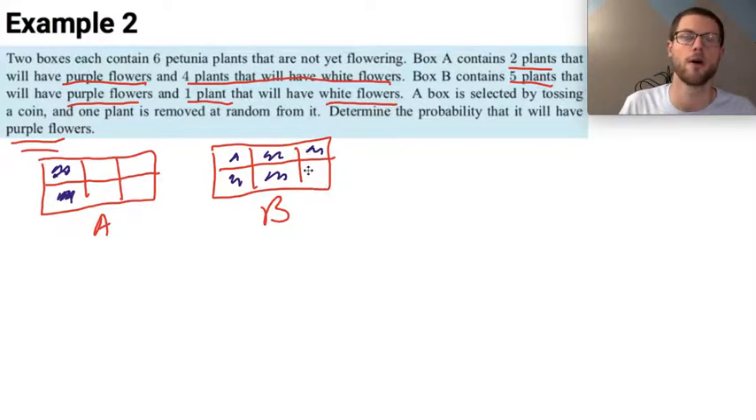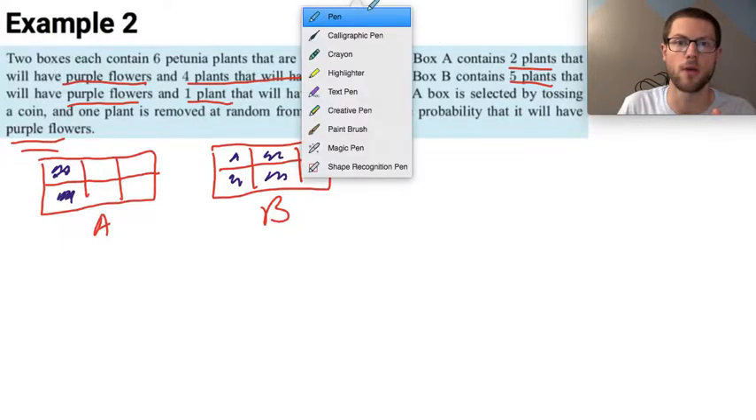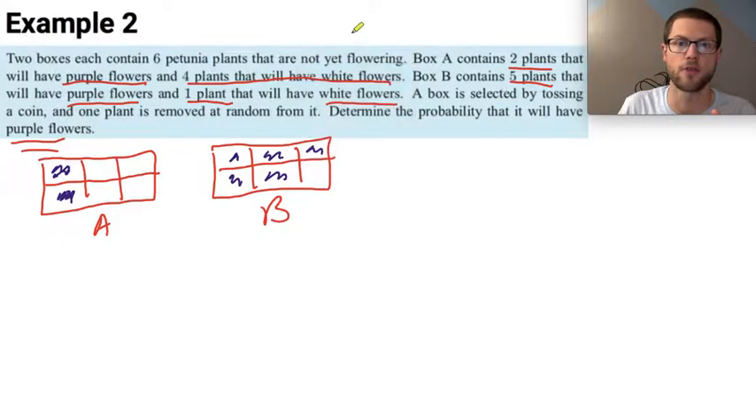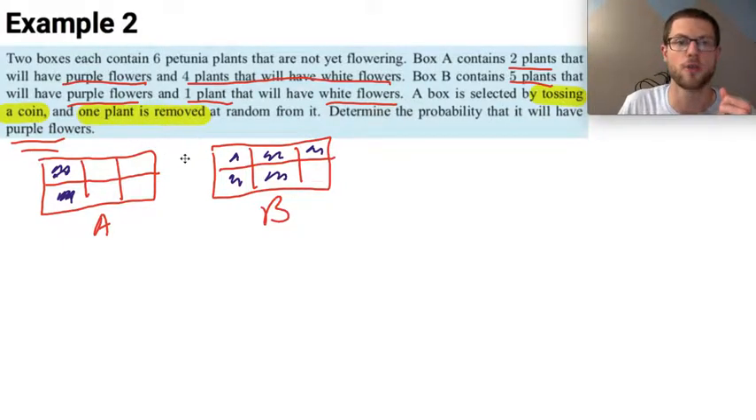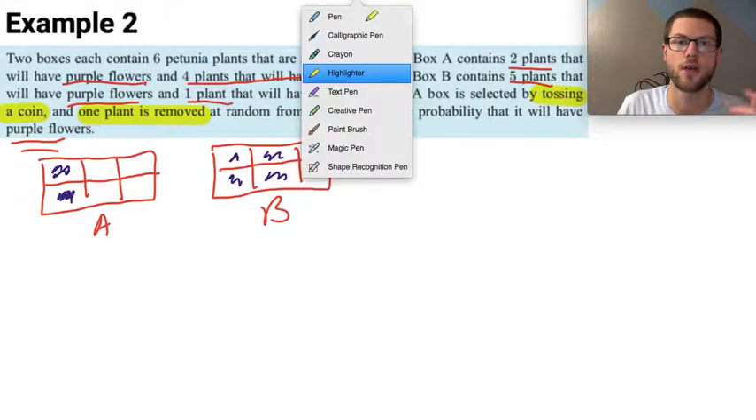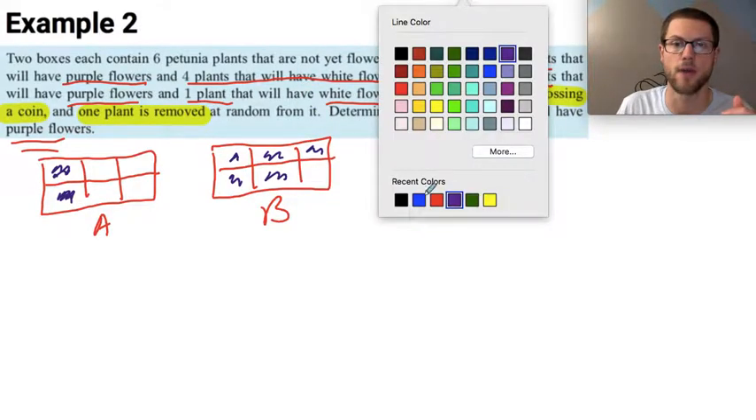Okay, so when I'm creating this tree diagram to illustrate this, I want to remind myself what the events are that are occurring. Event number 1, let me grab my highlighter here, the first event is tossing a coin. So that's the first thing that happens. And then the second event is that 1 plant is removed. So basically when I'm creating my branches, my first set of branches is that coin toss. So let's see how that's illustrated in my tree diagram here.